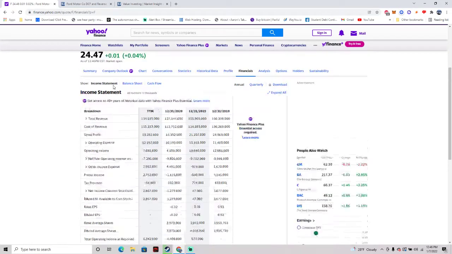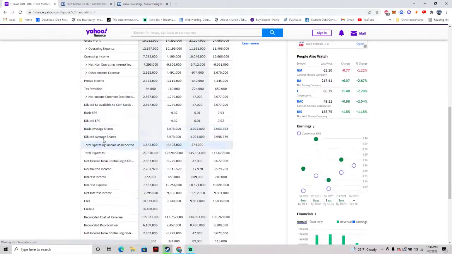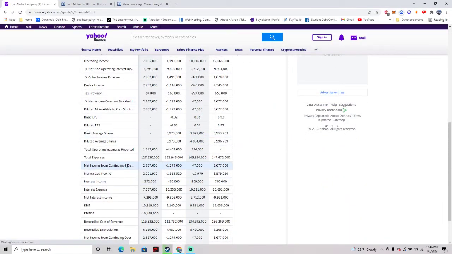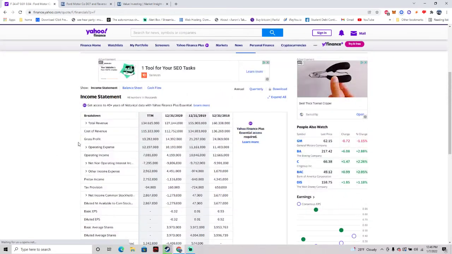So here we go to the income statement. We see total revenue, cost of revenue, gross profit. Those are three important things. And we want to look at net income from continuing and discontinued operations. That's what they would divide the company's market cap by, this number right here. But revenue is also nice to look at, cost of revenue, gross profit.